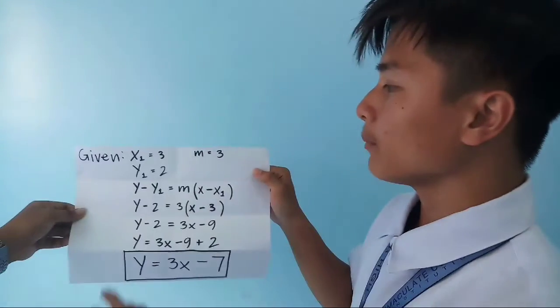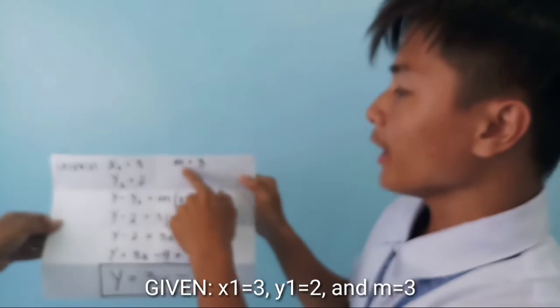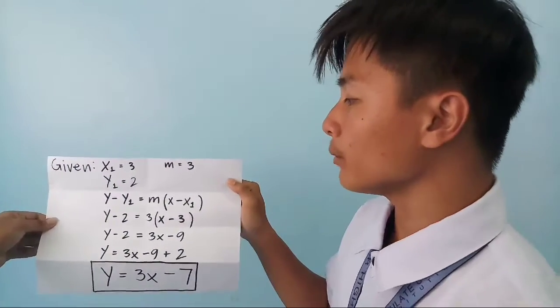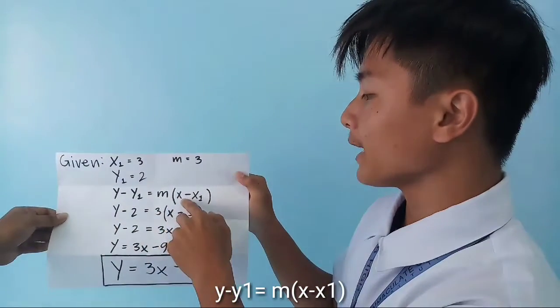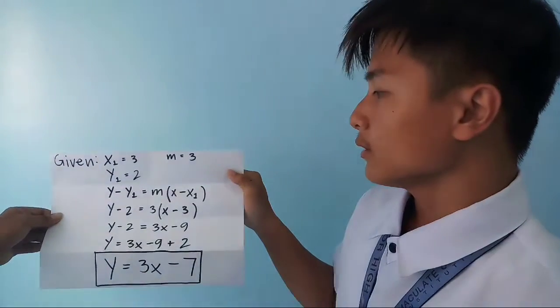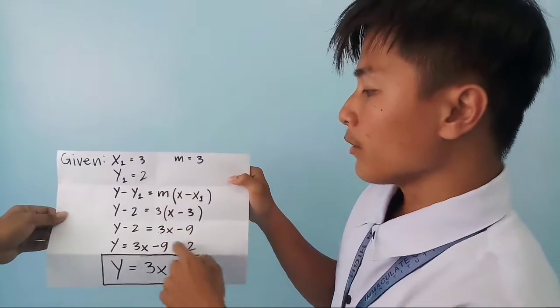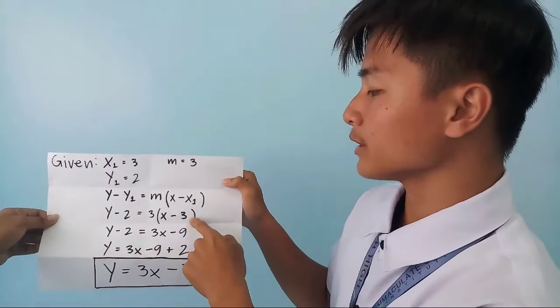Here, we have a given: x sub 1 is equal to 3, y sub 1 is equal to 2, and m is equal to 3. Now, we will use the formula of point-slope form, y minus y sub 1 is equal to m multiplied by x minus x sub 1. Now, we are going to substitute the given to the formula. Now, we will get y minus 2 is equal to 3 multiplied by x minus 3.